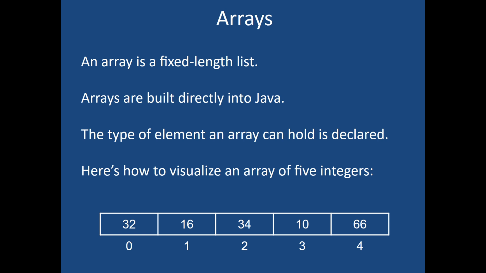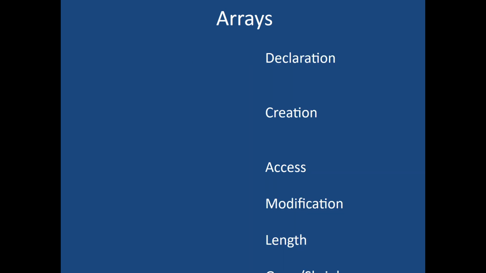So let's look at what the code actually looks like. So that's how you declare an array. If you want to have a variable A which can hold arrays of strings, you use this first method up here.